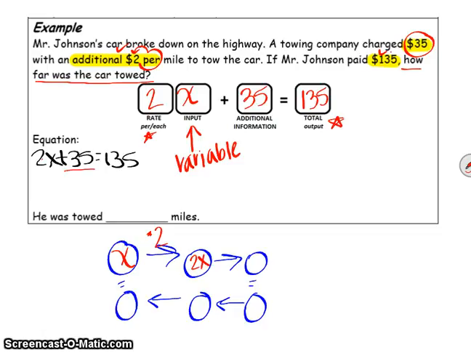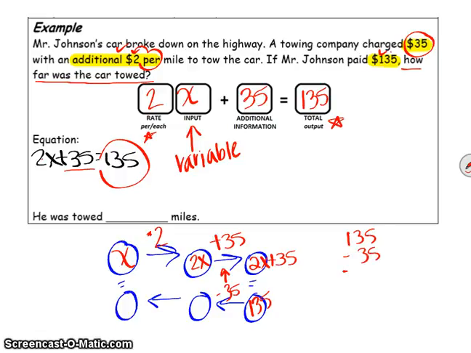The next thing in my equation is to add 35. 2x plus 35 is just 2x plus 35. And that's all equal to 135. Then I do the opposite of plus 35, which is to subtract 35. So I take 135 and I subtract 35. 5 minus 5 is 0, 3 minus 3 is 0, and I bring down my 1. So I get 100.